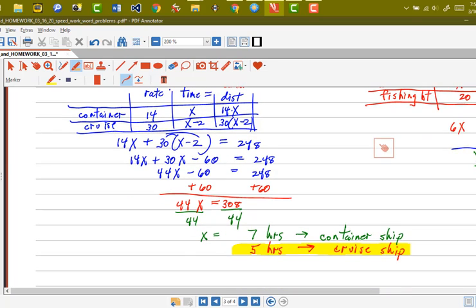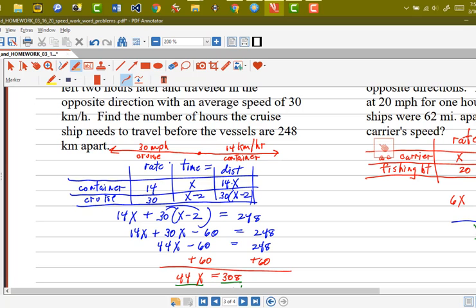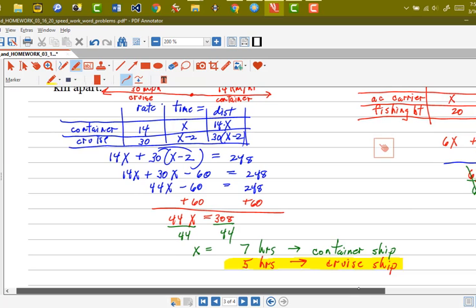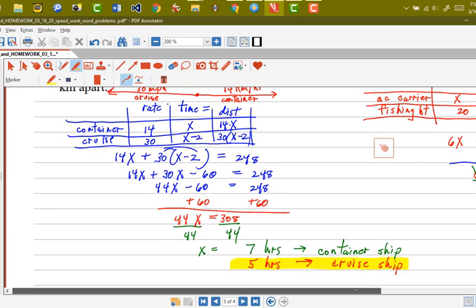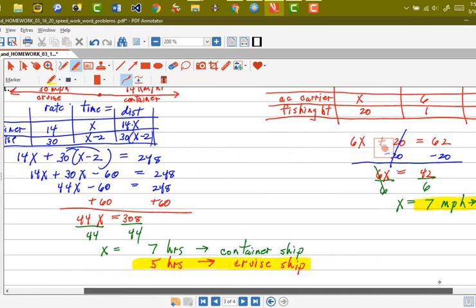The number of hours till they are 248 apart, actually the number of hours the cruise ship goes. So if the container ship went x, then the cruise ship must have gone x minus 2, which would be 5 hours. The answer to the problem is 5 hours, the cruise ship travels 5 hours until they're 248 kilometers apart.